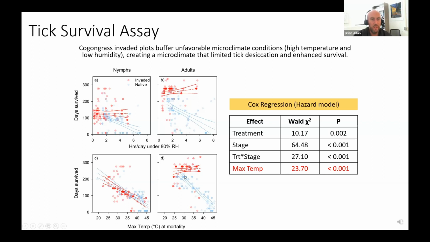And so because they're experiencing less time below 80% relative humidity, there's really no relationship with the number of days they survived. Similar concept with the max temperature at the time of tick mortality, especially if you look at adults, there's a strong negative relationship between the number of days they survived and what was the max temperature at the time they died in native vegetation, but seemingly no relationship in the invaded sites. And so it really looks like Kogan grass is buffering these really extreme conditions that would otherwise be experienced by ticks in these sites. They're just spending less time at these extremely low relative humidities or extremely high maximum temperatures compared to ticks that were placed in native vegetation.